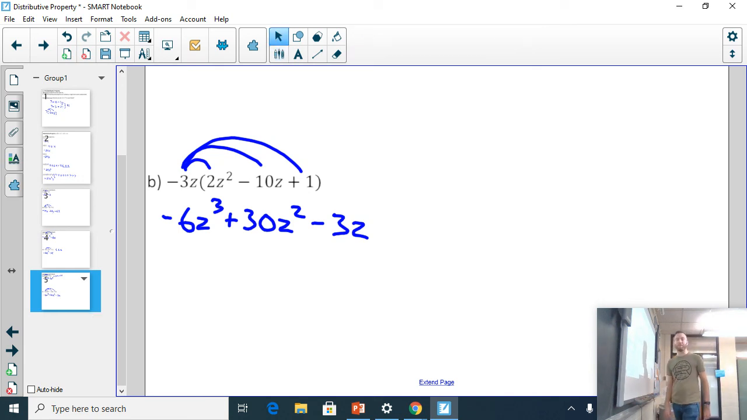And that is going to wrap it up for the distributive property. Tomorrow, or the next lesson, we'll be going over multiplying 2 binomials.